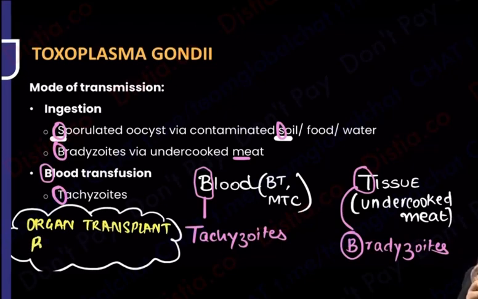Tissue matlab what is the form that has come? It is the bradyzoid that has come, hai na? So, and the concept, see, I told you mnemonic is still the same, but they've twisted it that someone got organ transplant done, tissue aaya matlab bradyzoid aaya, BT. So this is done. Now I can move on to that.